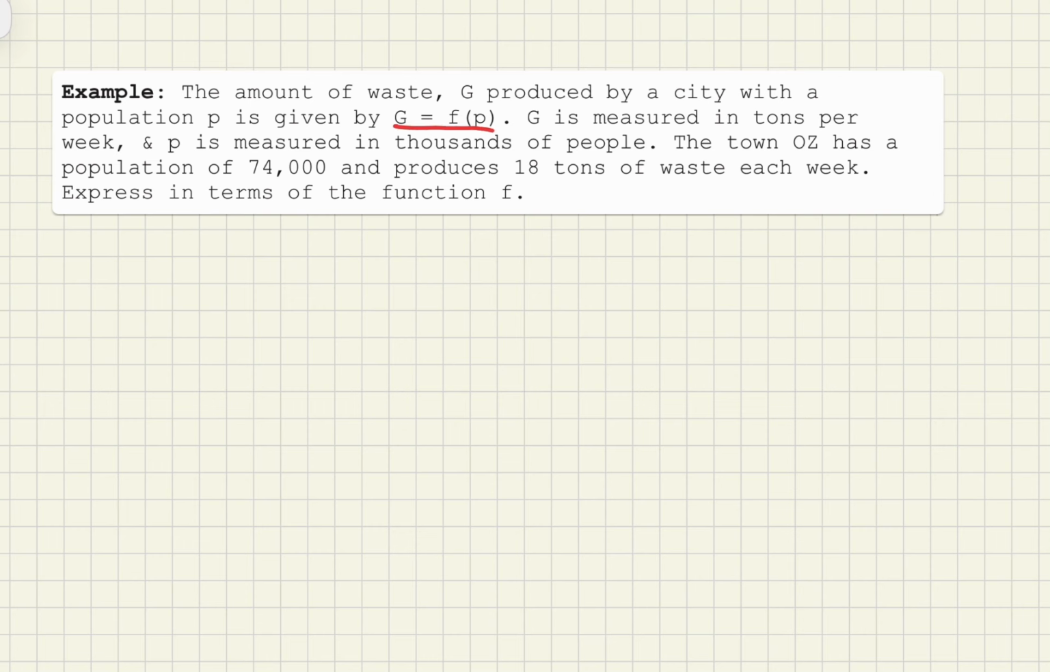So here we're given the function notation, which is G equals f of P. We're also told that G is measured in tons per week. And what's measured in tons per week? The amount of waste each week. So we can go ahead and sub in 18 for G.